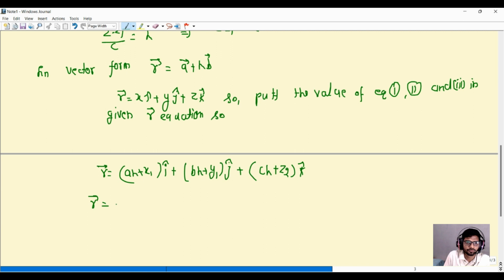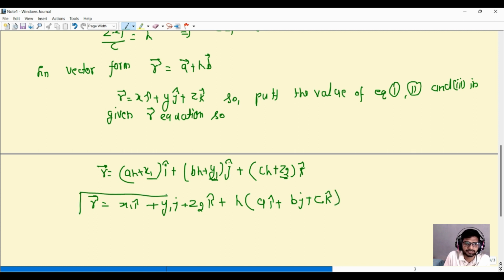Now we separate the terms without lambda and with lambda. So x1 i plus y1 j plus z1 k will be on the same side, and then taking lambda as common, we get lambda times (ai plus bj plus ck). So this will be our required vector form of the given Cartesian equation.